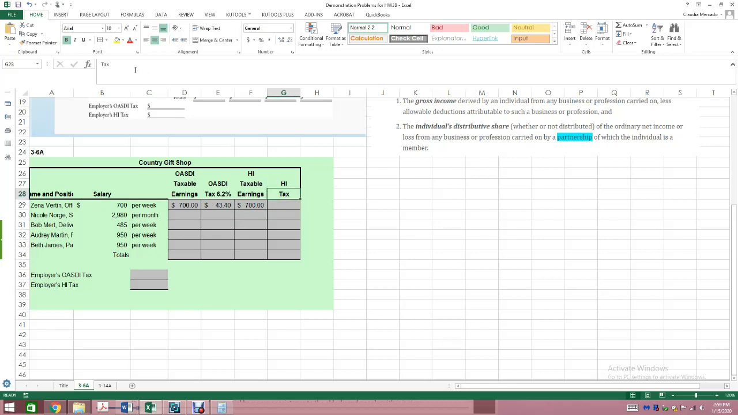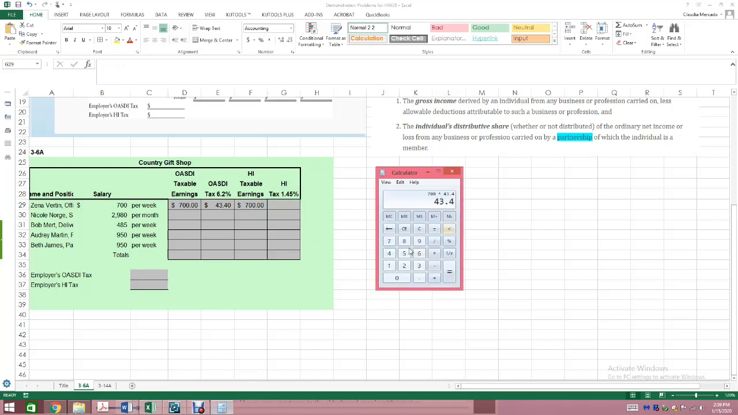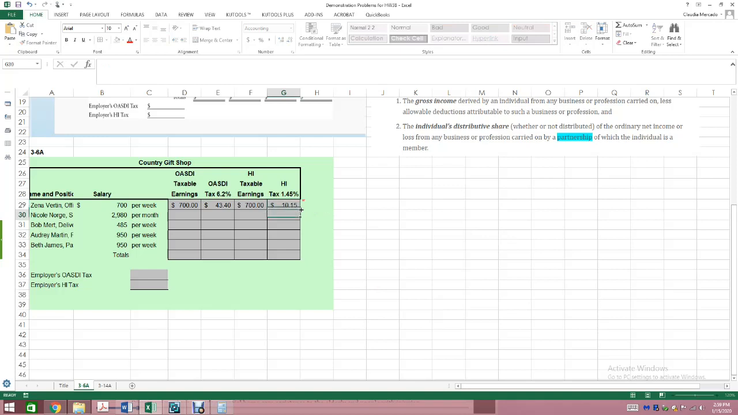So my HI tax rate is 1.45%. I'm going to put that there. So you take the $700, which is the earnings that Burton Cena earned, times 1.45%. That's going to give me $10.15. We're going to do the same thing for all of our employees.